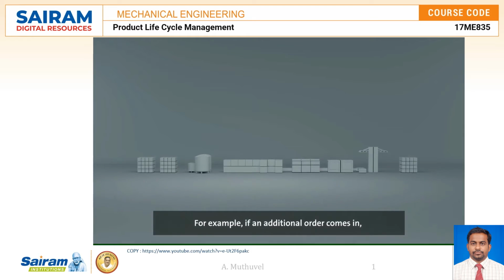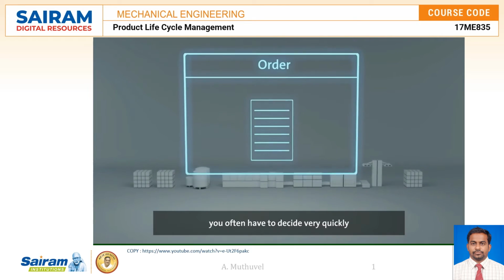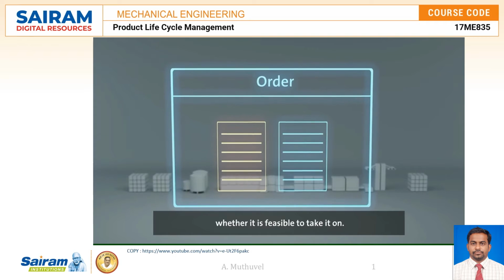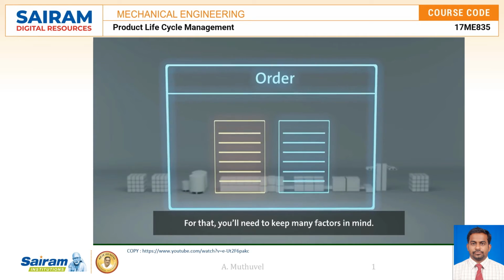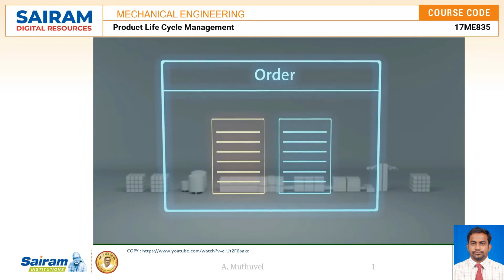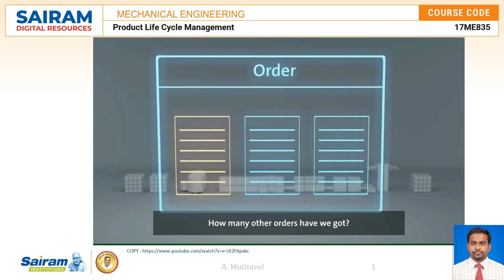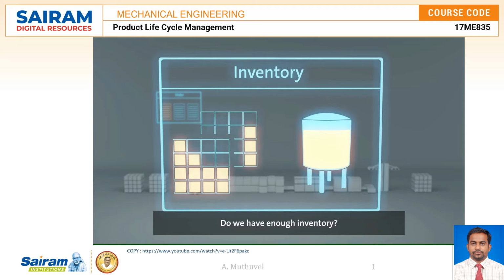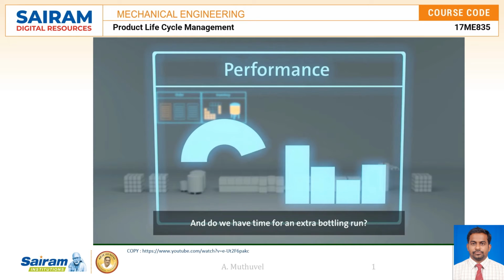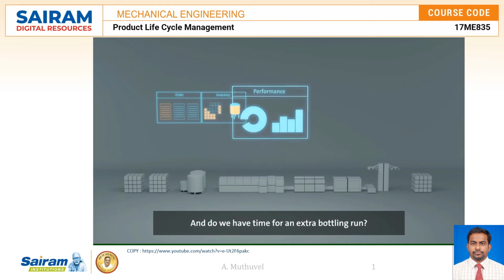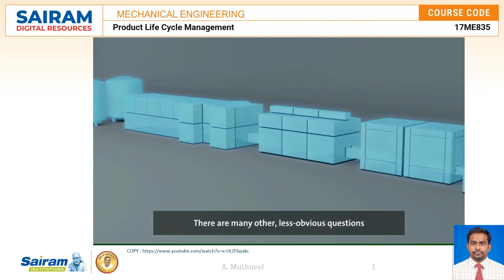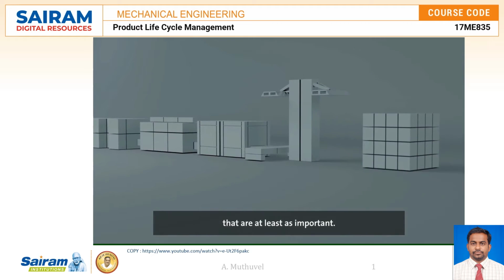For example, if an additional order comes in, you often have to decide very quickly whether it's feasible to take it on. For that, you'll need to keep many factors in mind. How many other orders have we got? Do we have enough inventory? And do we have enough time for an extra bottling run? Those are the obvious questions. There are many other less obvious questions that are at least as important.